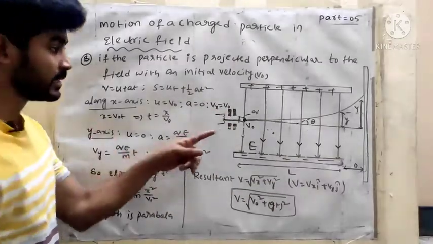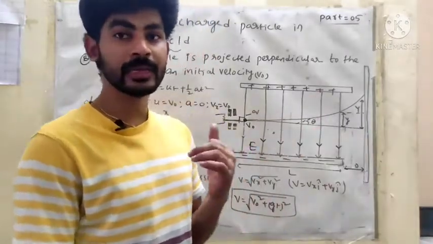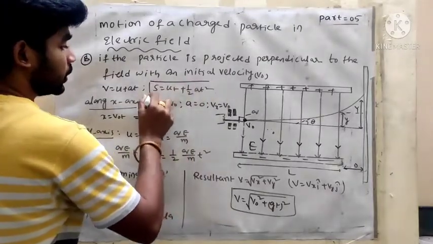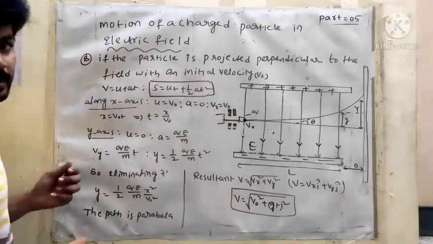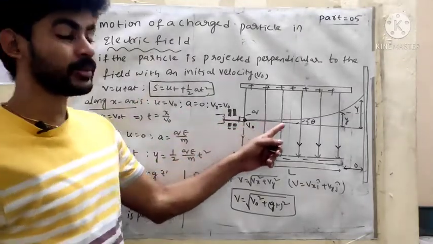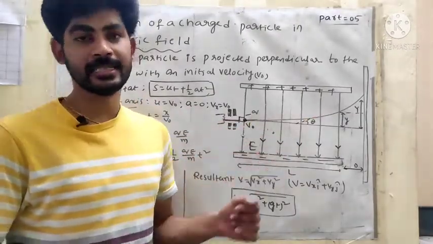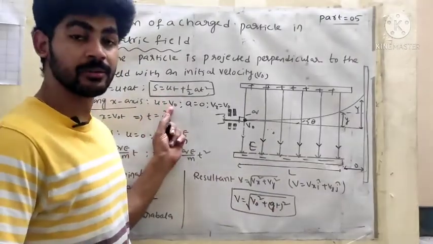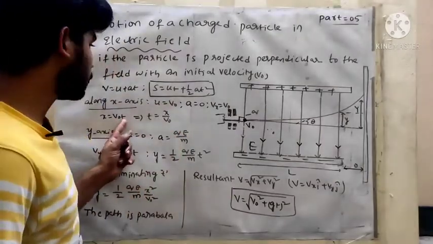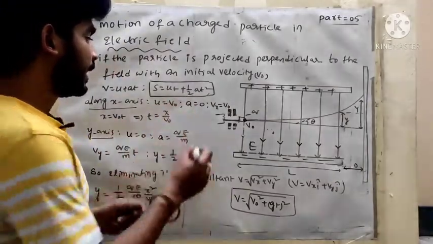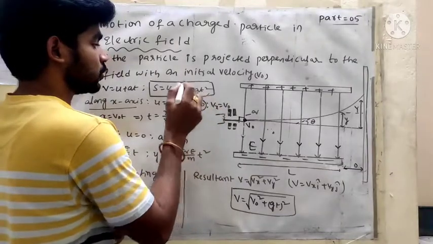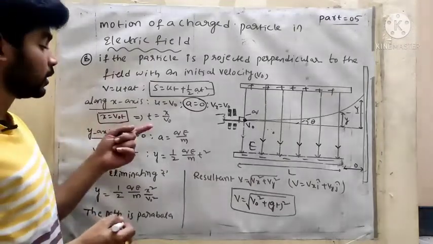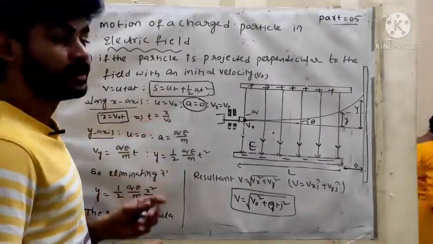So I am calculating the horizontal displacement. How can we calculate horizontal displacement? We know the formula S is equal to ut plus half at square. S is the distance covered, that is, the horizontal distance x, so I am writing x. The velocity is V0, so V0 into T plus half into A. Acceleration is 0 along the x-axis, so this total term is 0. I get x is equal to V0 into T. So we can write the time T is equal to x by V0.